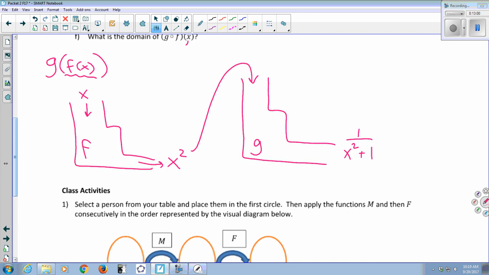Now the only thing I have to make sure is that I don't plug into g, because g of x's formula is 1 over x plus 1, something that would make that denominator 0. I can't put a -1 into the g machine, which is lucky because I can never get a -1 out of the f machine. Because f squares things, it will only produce positives or 0. So I will never put a -1 into the g machine as long as x goes through f first. So the domain of g composed with f is negative infinity to infinity.